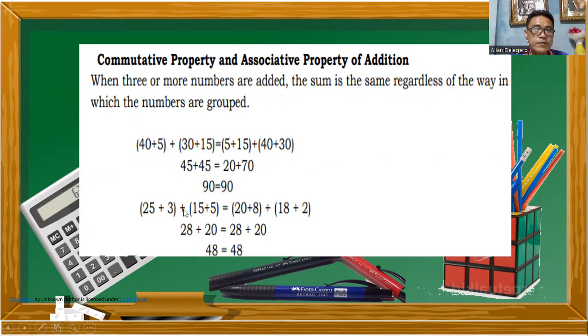They are equal. Then (25 plus 3) plus (15 plus 5) equals (20 plus 8) plus (18 plus 2). We will do this first. 25 plus 3 is 28, 15 plus 5 is 20. So 28 plus 20 is 48. 20 plus 8 is 28, 18 plus 2 is 20. So 28 plus 20 is 48. So they are equal.